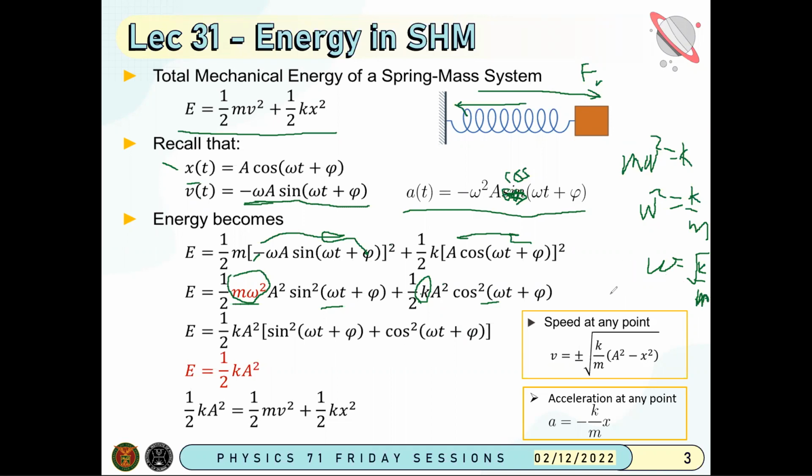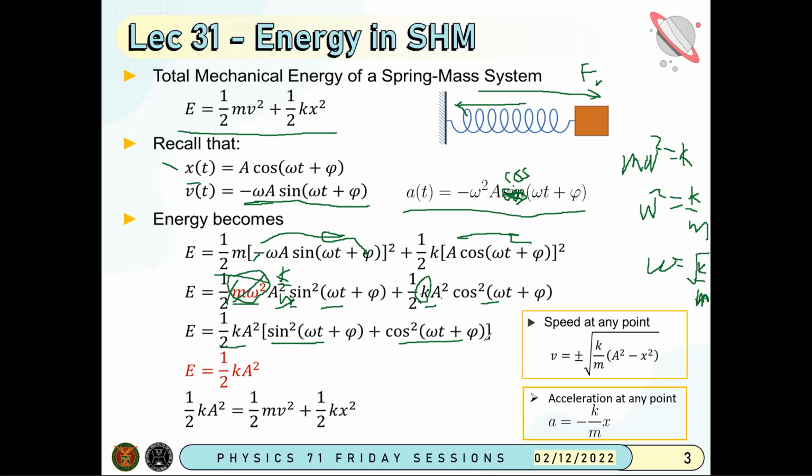Okay. So with that, pwede nating ipasok tong k over m na to dito sa expression na to. Right? So omega squared will just be k over m. Tapos may m ka dito, so magka-cancel yung m. So may iwan din lang dito ay k. Same as here. So pwede mo na silang i-add. So 1/2 k A squared lalabas, and then you have this expression sine squared plus cosine squared ng omega t plus phi.